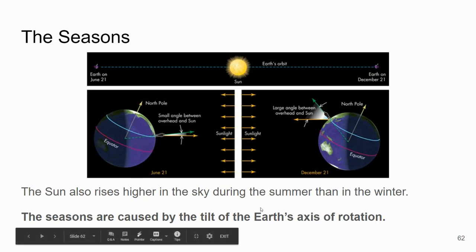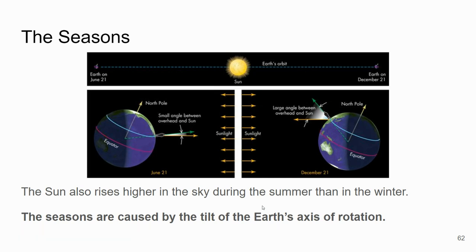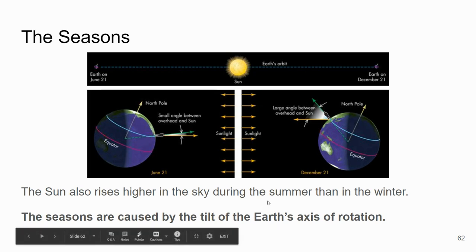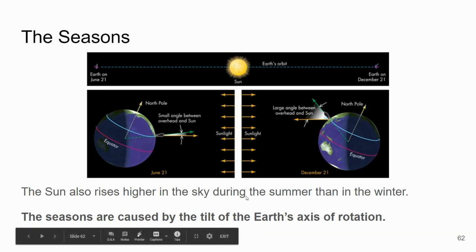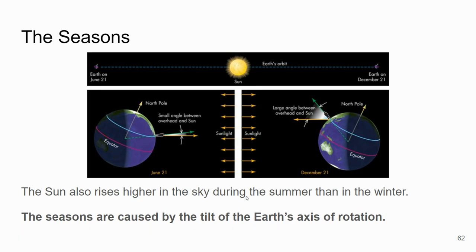So the seasons are caused by the tilt of the Earth's axis of rotation. That's what causes the seasons, not the fact that we're closer or further from the sun at different times of the year. Although that's true, and that does have a small effect, it's not nearly as big an effect as the tilt of the Earth's axis. So, that is the reason for the season.